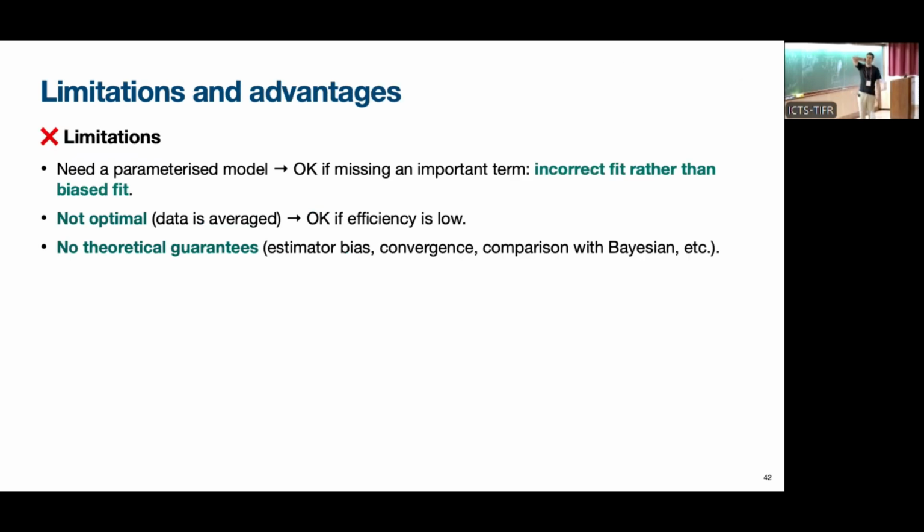All right, I'll finish quickly. What are the limitations and advantages? So the limitation is that you need a parameterized model of your system. I think it's okay because if you're missing an important term, you will actually see an unexpected bump in the correlation functions you're trying to fit. It will rather result in an incorrect fit than a bad fit.